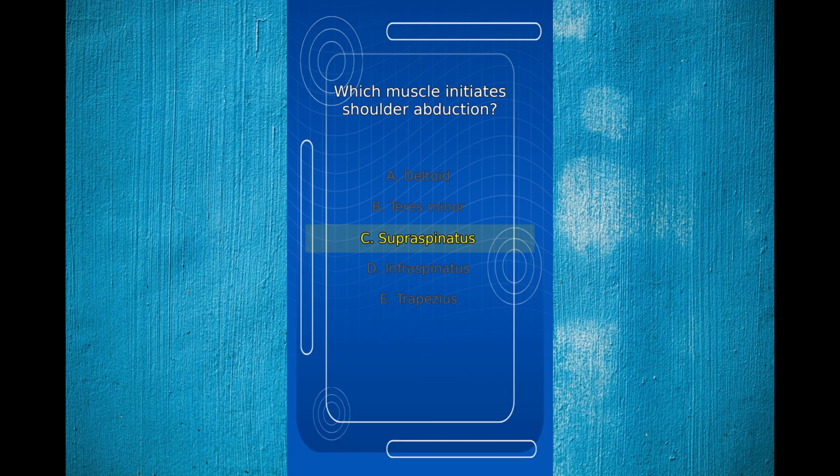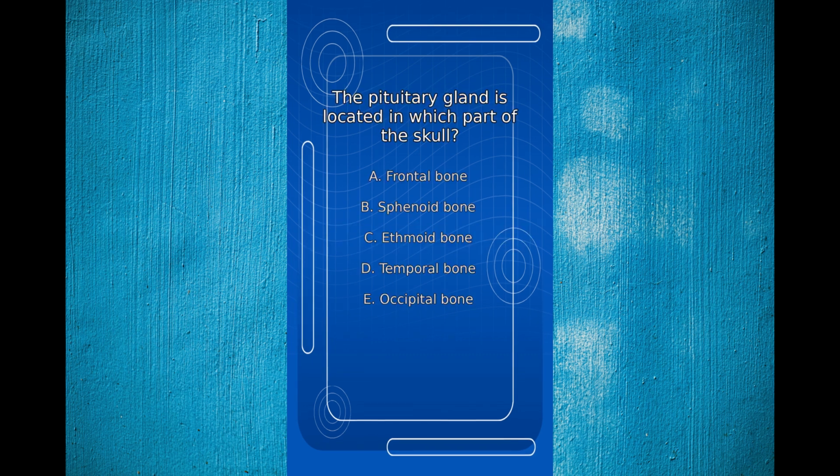The correct answer is C. Supraspinatus. Supraspinatus initiates the first 15 degrees of shoulder abduction. The pituitary gland is located in which part of the skull?